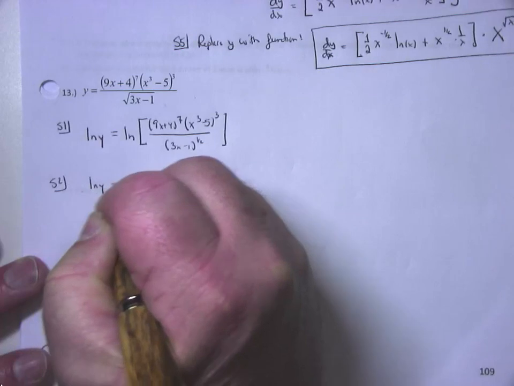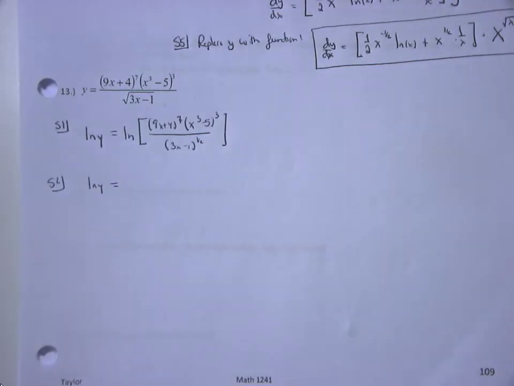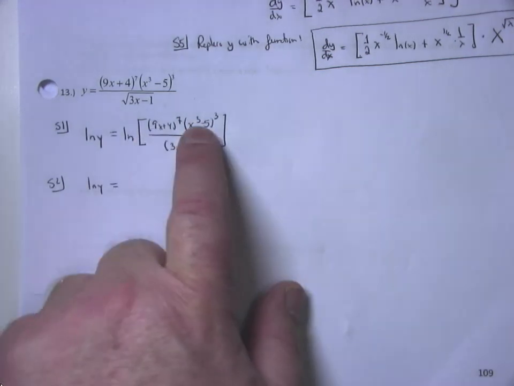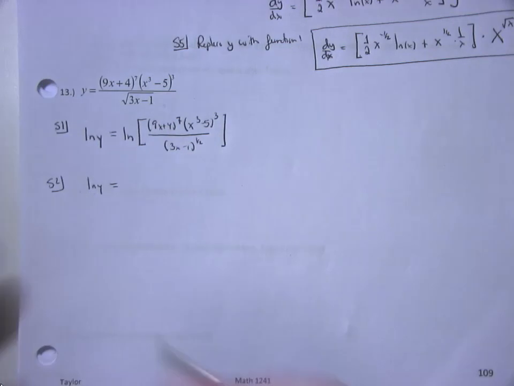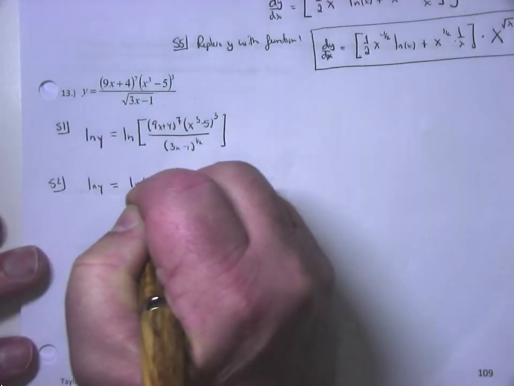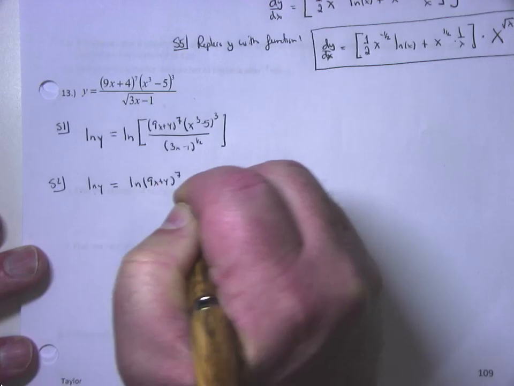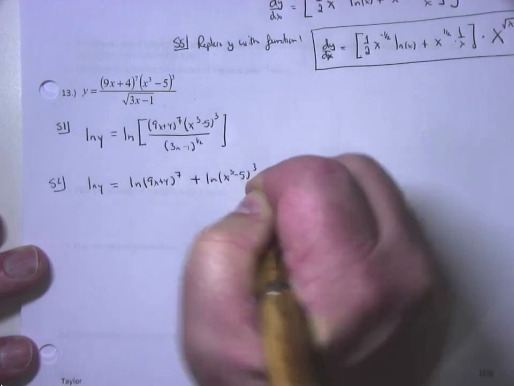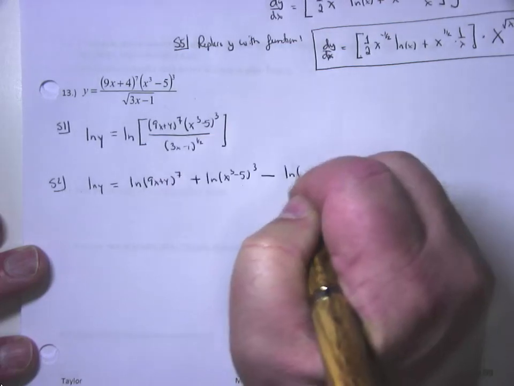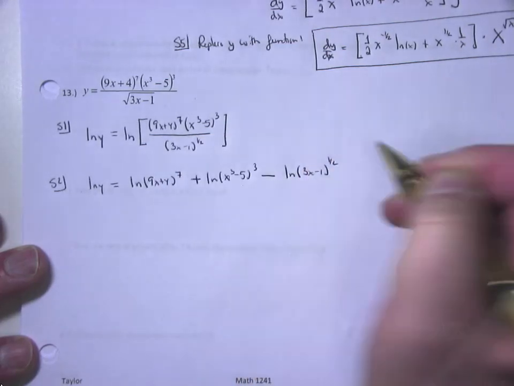The natural log of y would be equal to, now what's my logarithmic rules? Multiplication turns into addition. Division turns into subtraction. When you're being multiplied, you're in the numerator. When you're in the denominator, you're being divided. So this would be equal to the natural log of (9x plus 4) to the 7th plus the natural log of (x cubed minus 5) cubed minus, for the division, the natural log of (3x minus 1) to the half power.